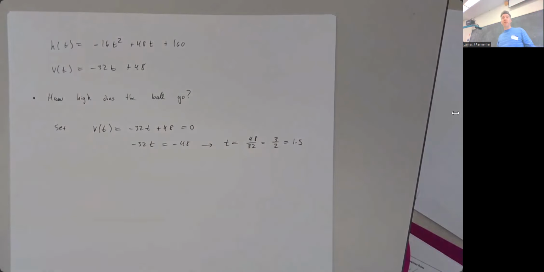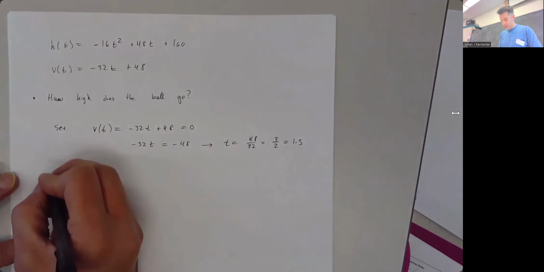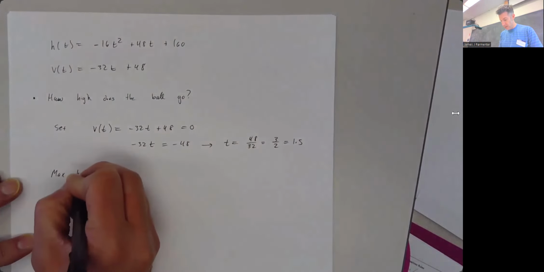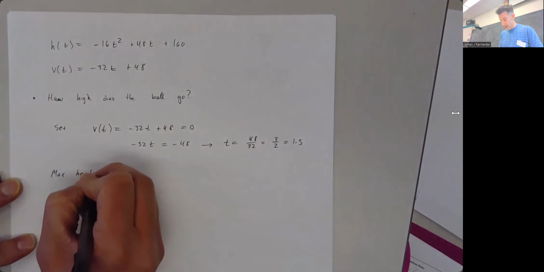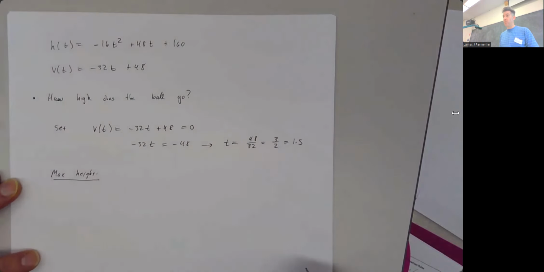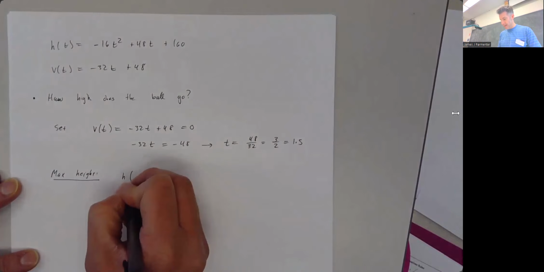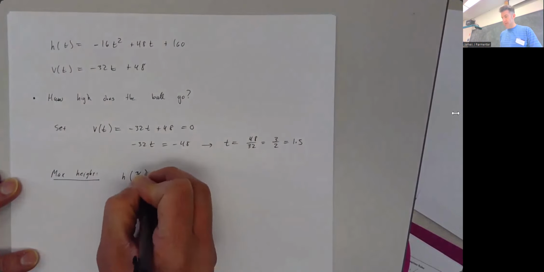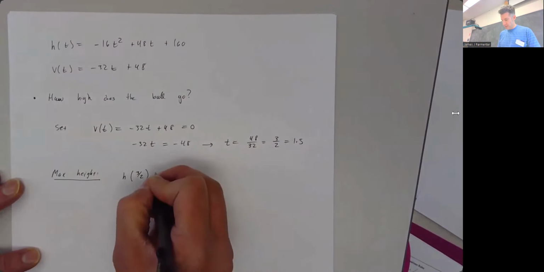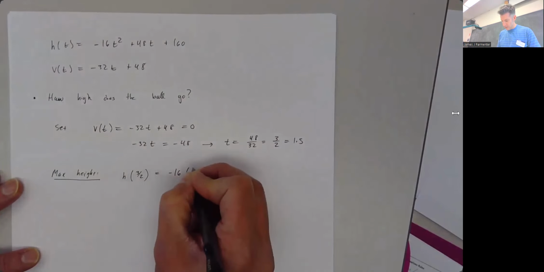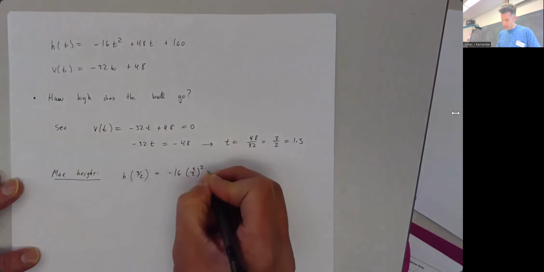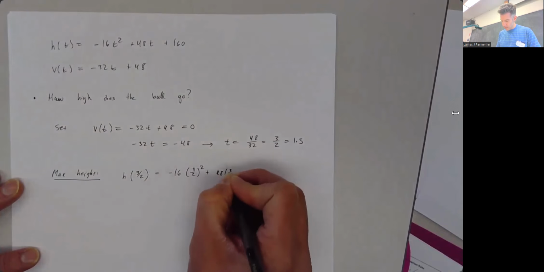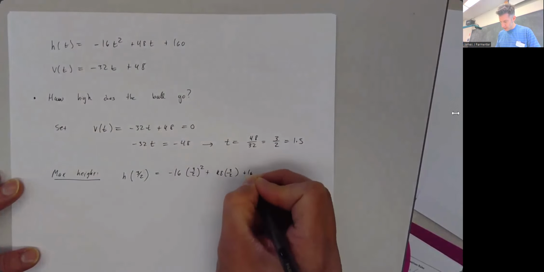But now we were not finished, right? They didn't ask what time it is when the ball has a maximum height. They asked what is the maximum height. So to find the maximum height, we plug that time into the height equation. So we have to find height at a time of 3/2 seconds. So we're going to get -16 times 3/2 squared plus 48 times 3/2 plus 160.